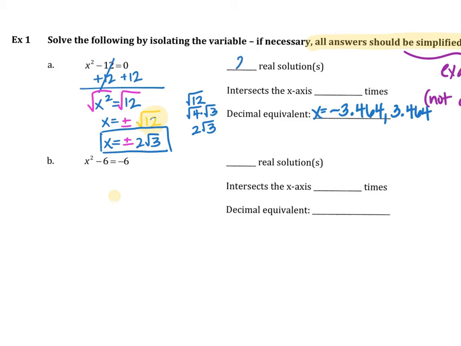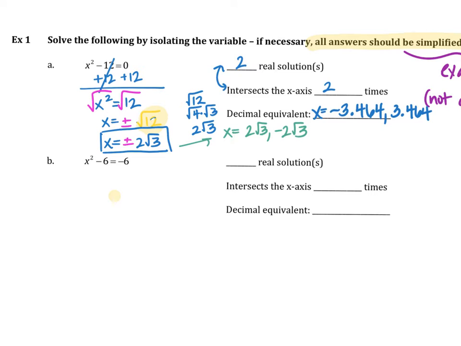This means there are two real solutions, meaning it intersects the x-axis 2 times. These two solutions should always go together. If you prefer to write your answer out twice, you can do that. You could write x equals 2 root 3 and negative 2 root 3, you're welcome to do that.